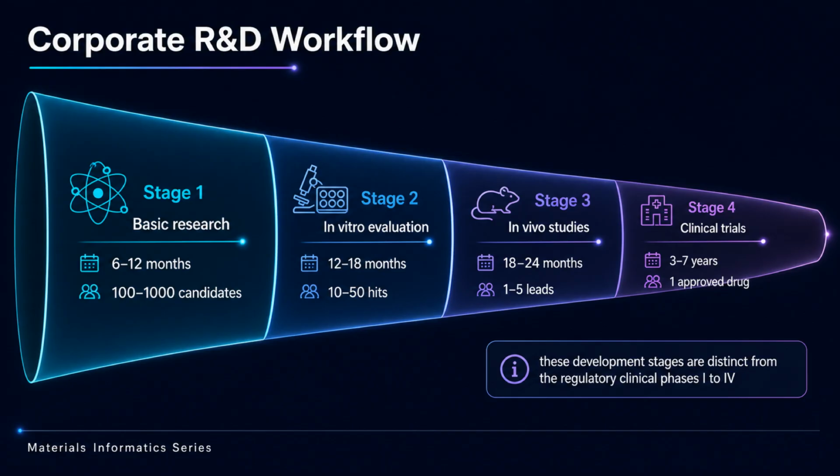Stage 4 is the clinical trial program itself, phases 1 through 3 in the regulatory sense, and that takes 3 to 7 years to reach market. Note the wording. These development stages are not the same thing as the numbered clinical phases.